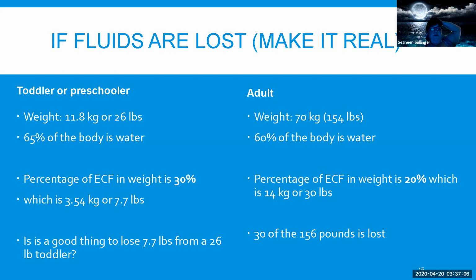Whereas for an adult, although 60% of the body is water, say they weigh 154 pounds, their percentage of extracellular fluid is 30 pounds. So 30 pounds from 156 pounds is 126. So not optimal, but much smaller percentage of actual body weight. So that's why it's very important to have accurate information regarding infants and children.